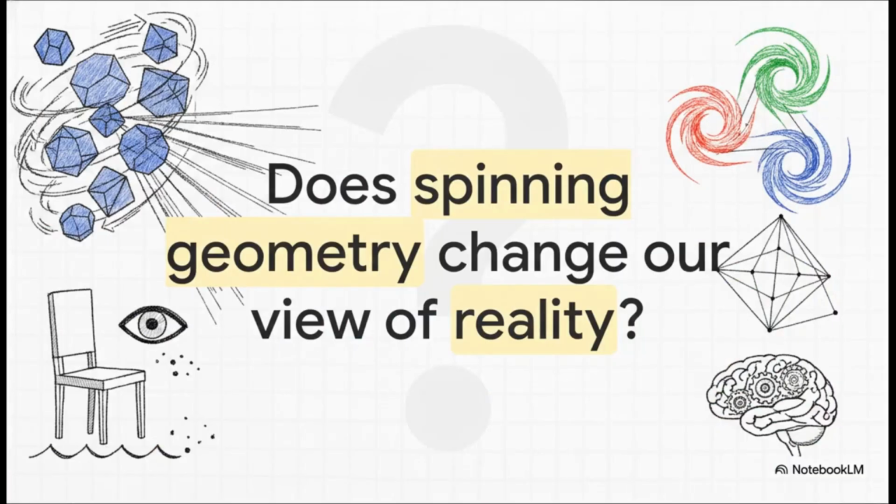I want to leave you with this final provocative thought. If everything around you, from the light hitting your eyes right now to the solid device you're watching this on, is ultimately just different states of trapped, spinning geometry interacting with each other, how does that change your fundamental understanding of reality itself?